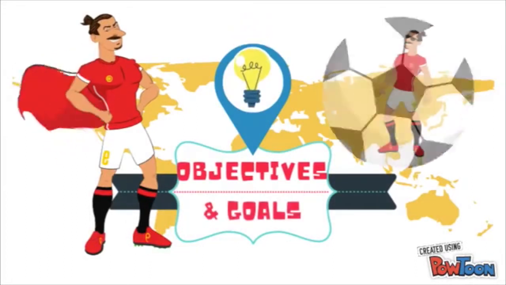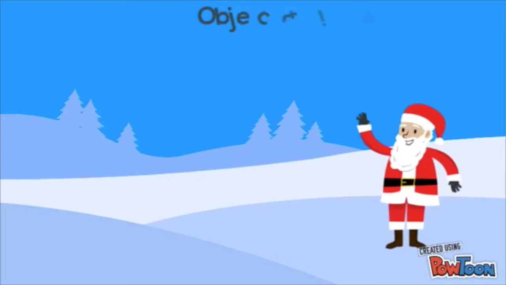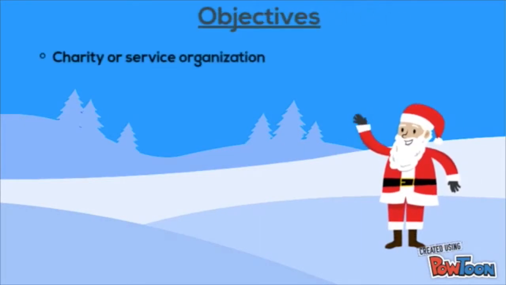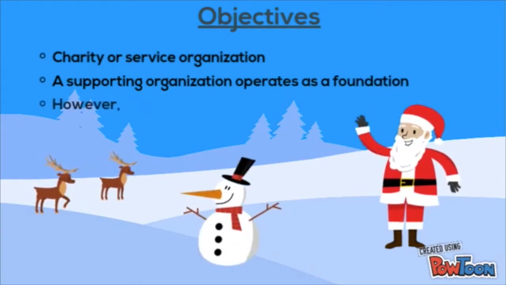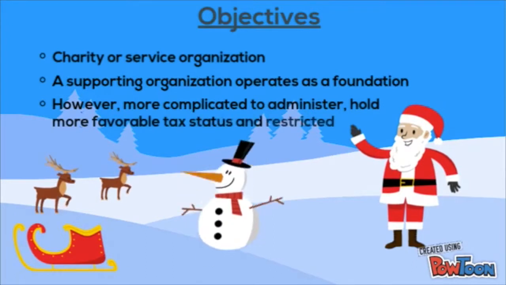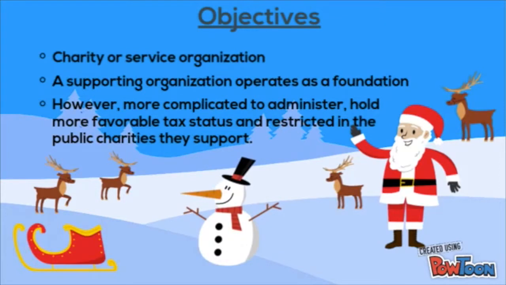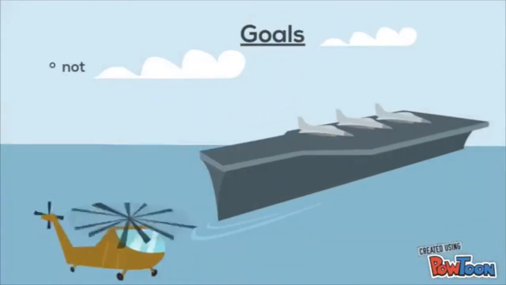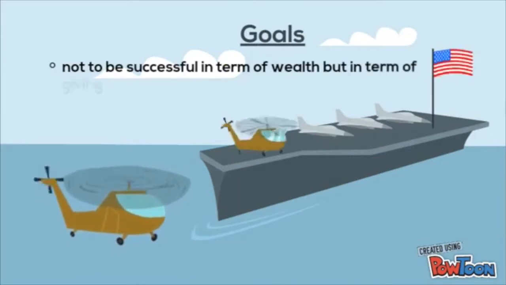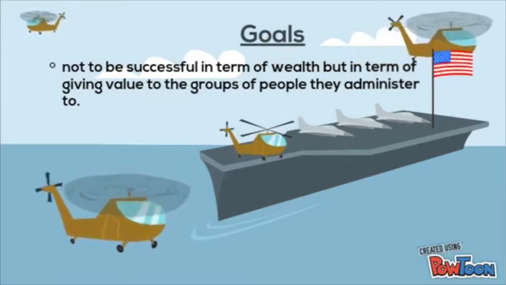Objectives and goals of non-profit organizations. Objectives: to be a charity or service organization. A supporting organization operates as a foundation. However, it is more complicated to administer, holds a more favorable tax status, and is restricted in the public charities it supports. Goals: not to be successful in terms of wealth but in terms of giving value to the groups of people they administer to.